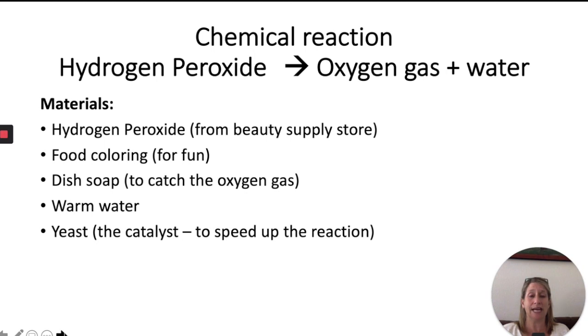The dish soap is there just to catch the gas bubbles, because if the oxygen gas is escaping and we don't have the soap there to catch it, we don't see that the oxygen gas is coming out. We can't see oxygen gas. You need some really warm water and you need some yeast. The yeast is the catalyst that's just going to speed up the reaction. You're going to need a bottle, like a plastic water bottle, a tray or something to catch the mess. You need a teaspoon. You guys won't have graduated cylinders, so a couple cups to measure stuff.